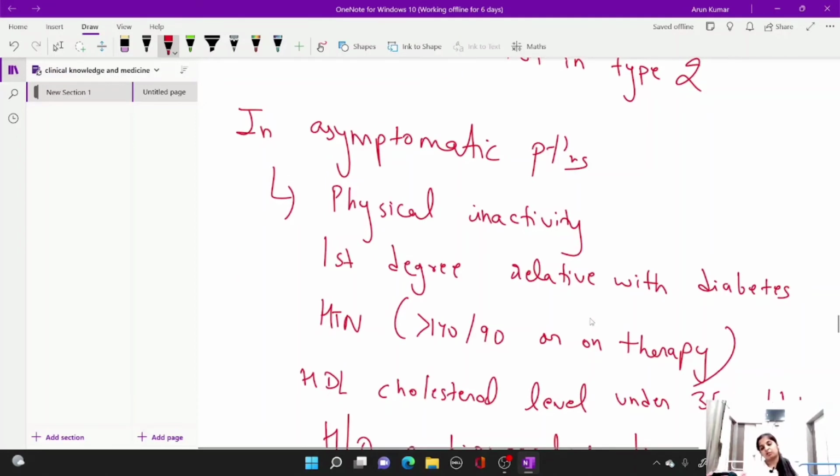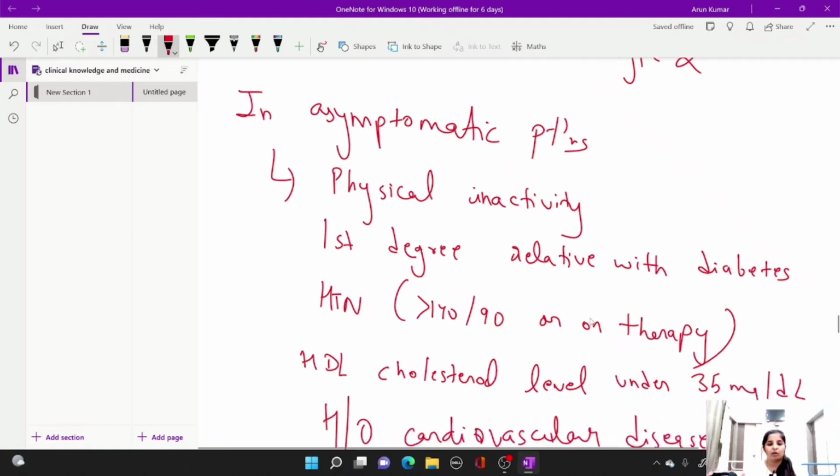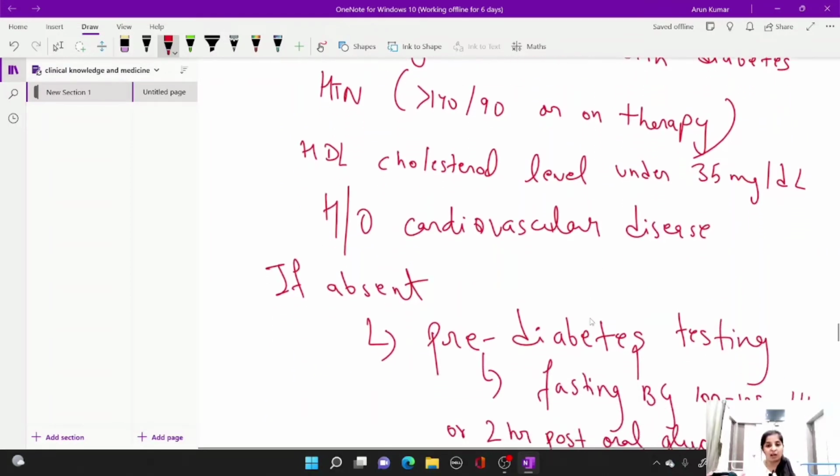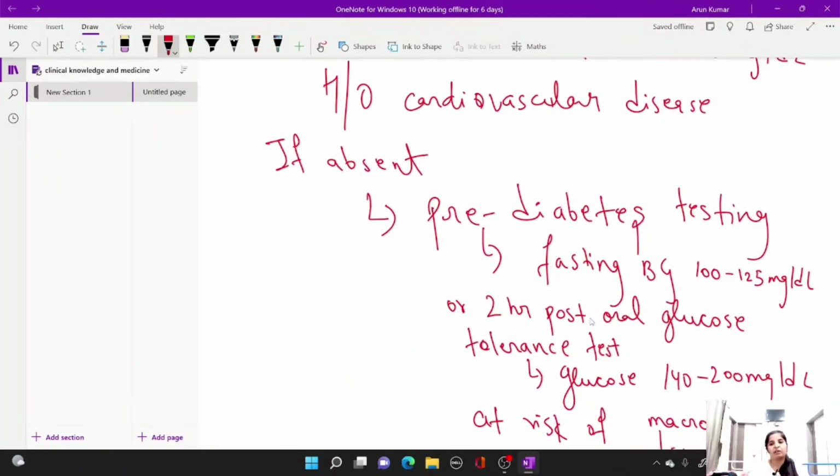Now, if the patient is asymptomatic, how can we diagnose him with type 2 diabetes mellitus? There will be physical inactivity, a family history with a first degree relative with diabetes, and hypertension can be associated. HDL cholesterol level under 35 milligram per dl. There can be a history of cardiovascular disease, and if all these are absent, then pre-diabetes testing can be done.